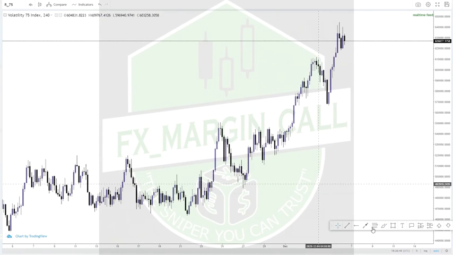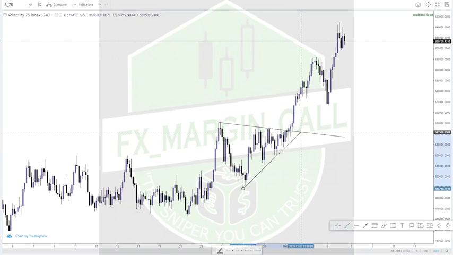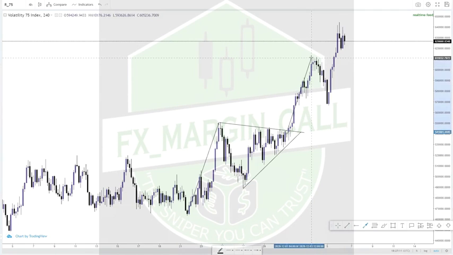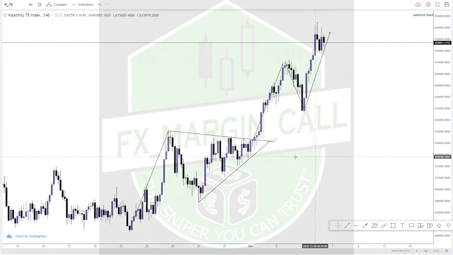So look at this, right? We have the impulse, the correction in the form of an asymmetric triangle, which is a continuation pattern. And then we have the impulsive phase pushing all the way to the upside. But right now, we're going to consider it from this level here, and then we're going to have a corrective phase. Now we're currently trading within the last leg of the impulsive phase, which is the last leg, right? Can you guys see this?